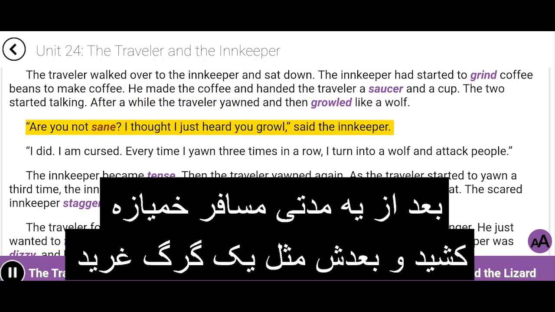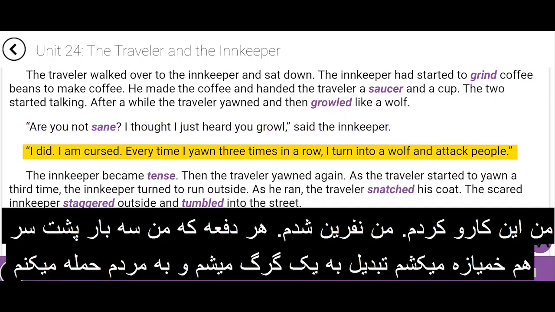"Are you not sane? I thought I just heard you growl," said the innkeeper. "I did. I am cursed. Every time I yawn 3 times in a row, I turn into a wolf and attack people."